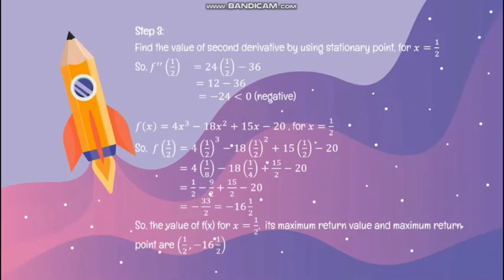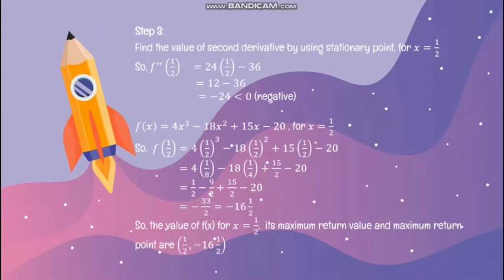Step 3. Find the value of the second derivative by using the stationary point for x equal to a half. Second derivative for x equal to a half equal to 24 multiplying a half minus 36 equal to 12 minus 36 equal to minus 24.